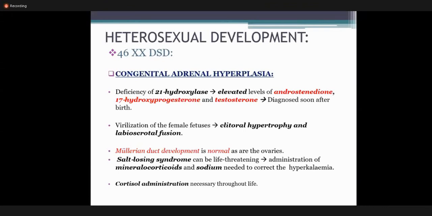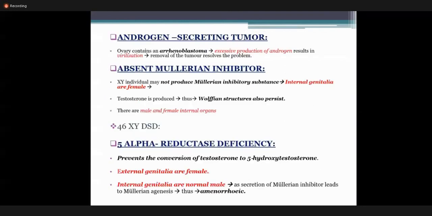Then there are heterosexual development with abnormal dysgenesis, like congenital adrenal hyperplasia. There are more and more androgens in the body, which results in abnormal secondary sexual characteristics. There may be androgen secreting tumors. There may be absent Müllerian inhibitor factor, which results in absence of secondary sexual characteristics. There may be 5-alpha reductase deficiency, which may result in prevention of conversion of testosterone to dihydrotestosterone.